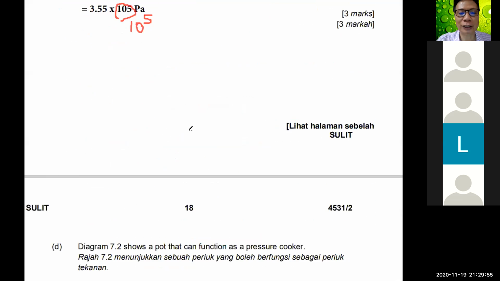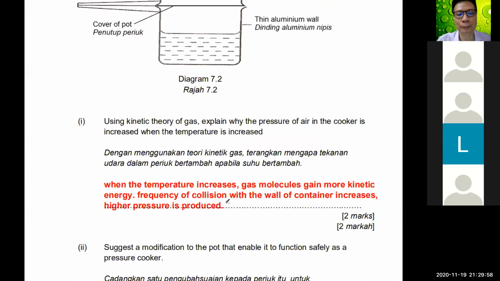Okay, come, let me show you the answer. When the temperature increases, gas molecules gain more kinetic energy. Frequency of collision with the wall of the container increases. Then higher pressure is produced. Copy the answer now.